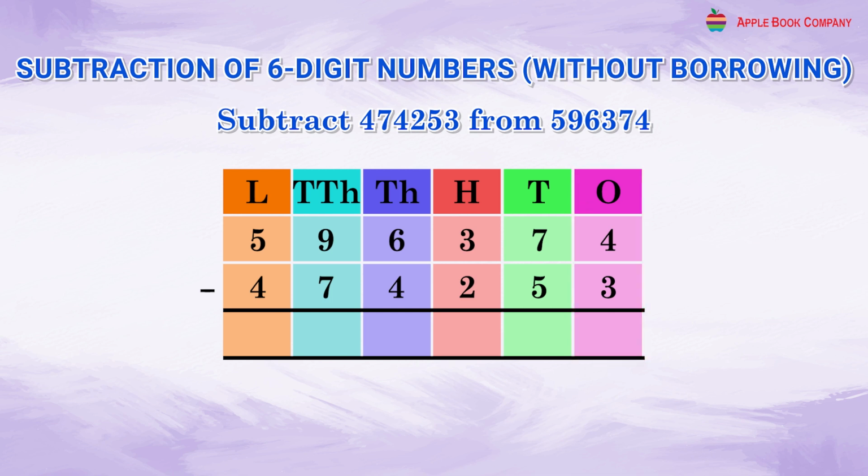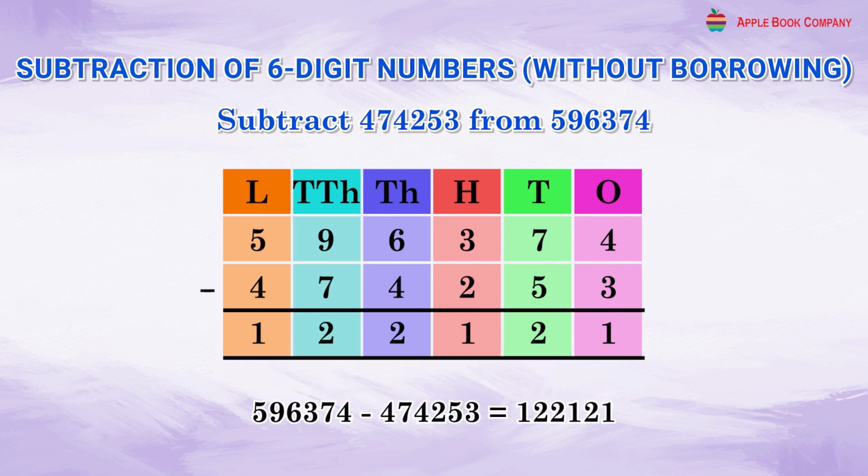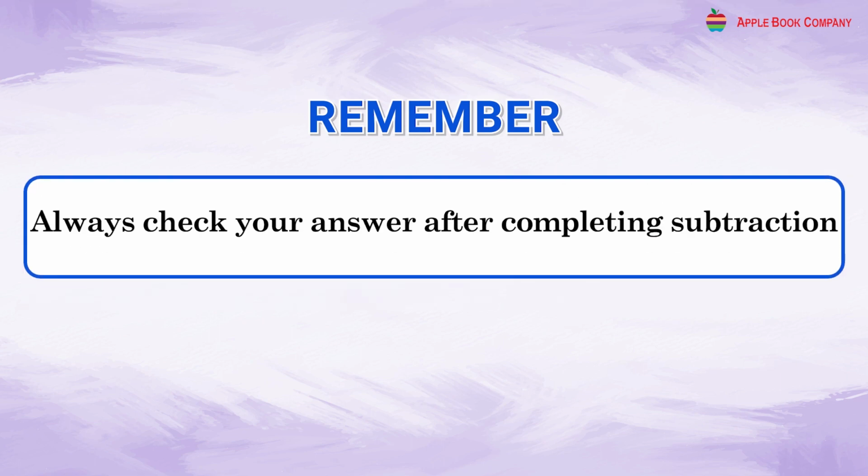4 minus 3 is 1. 7 minus 5 is 2. 3 minus 2 is 1. 6 minus 4 is 2. 9 minus 7 is 2. 5 minus 4 is 1. Thus, the difference between the numbers is 1,22,121. Remember to always check your answer after completing subtraction.